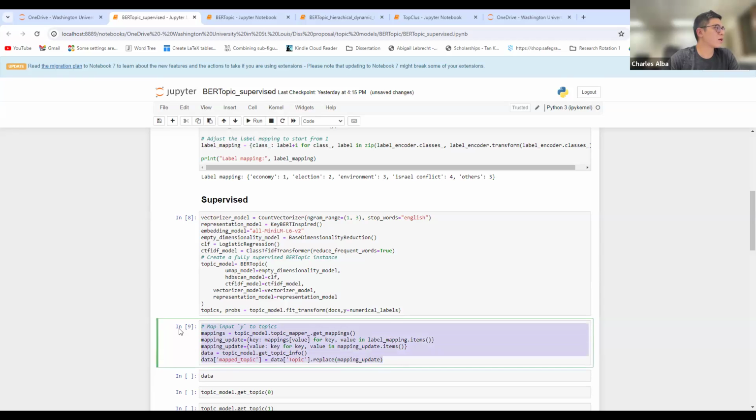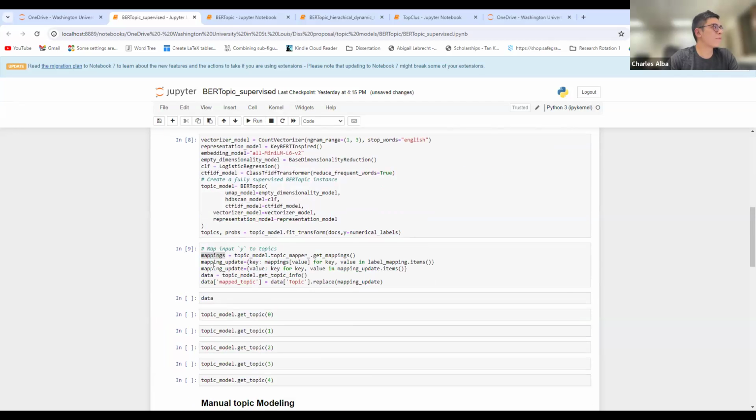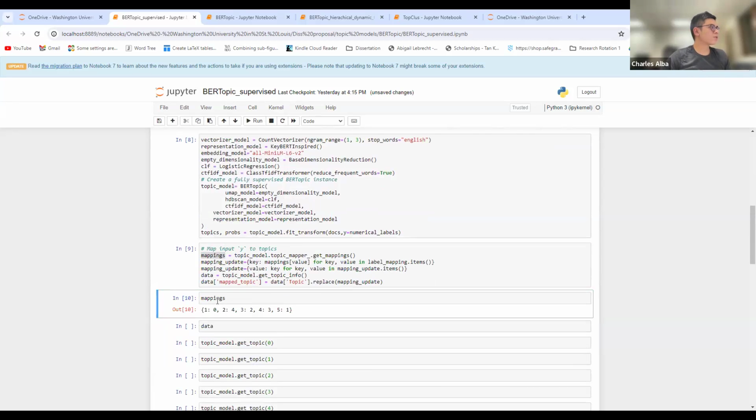It's very simple. All you have to do is map it back. I really have to caution you that if you do this, do not use your initial label mapping to map it back to the BERTopic. I'll show you why. If you look at the mapping, for some reason BERTopic likes to mix up all the numbers. What was previously 0 is now 1, what was previously 2 is now 4, and everything like that. So please be very careful with that.